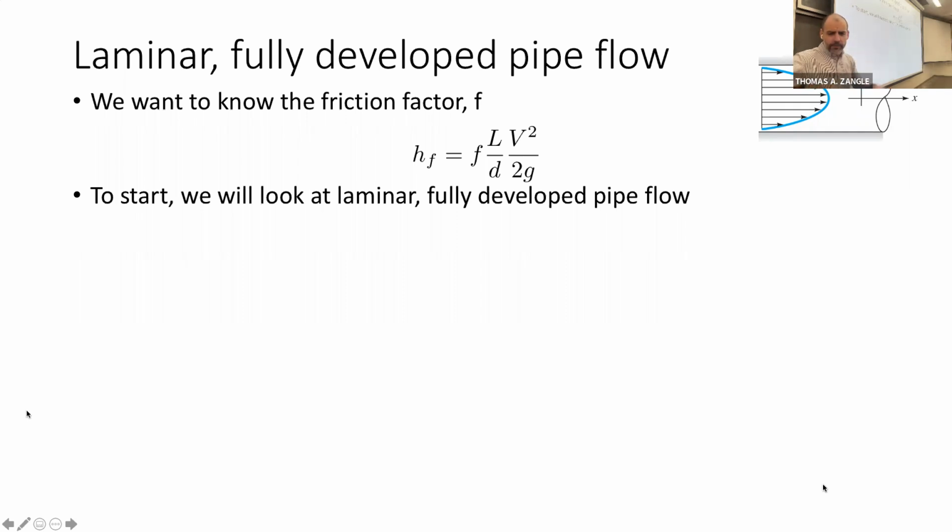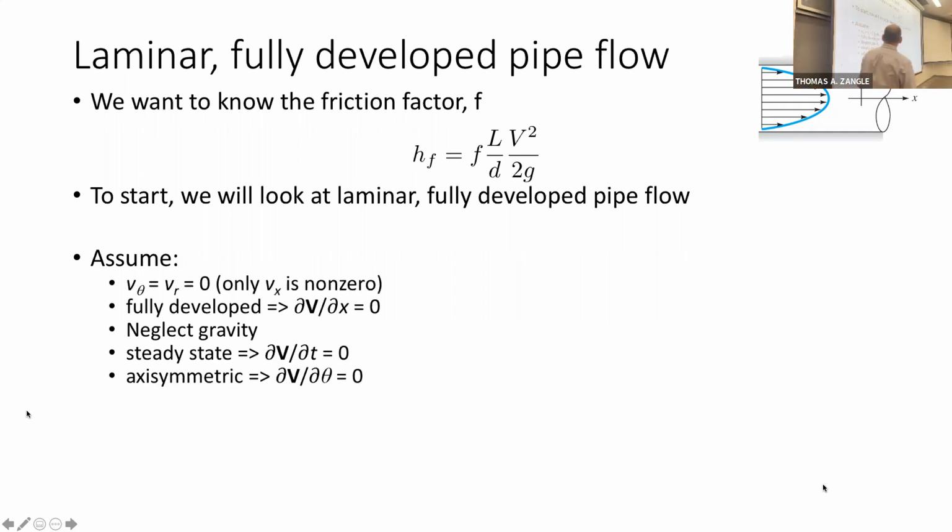So to start, we're looking at laminar fully developed pipe flow. We're going to make some assumptions here in order to simplify the problem. First, we're going to assume that the velocity in the theta direction, the velocity swirling around the pipe, is 0. And the velocity in the radial direction, the velocity coming out from the center of the pipe, is also 0, meaning that only Vx, only the velocity down the pipe, is non-zero.